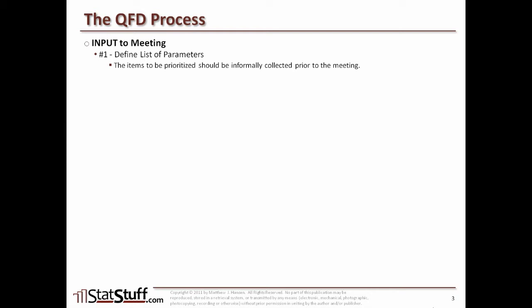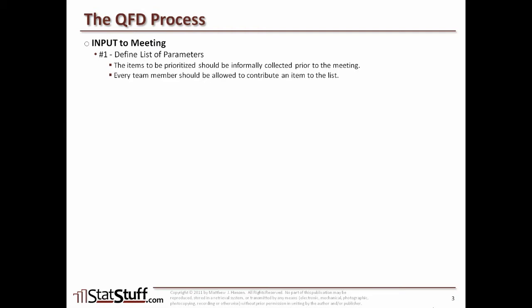Alrighty, the QFD process begins with what we said was an input to the meeting, and that's the first step of defining the list of parameters. These again are the items that you need to prioritize, whether they're projects or opportunities or whatever it is that you're trying to prioritize. These are the list of items that you need to identify, and these should be informally collected prior to the meeting starts. That's why it's considered to be an input here. It really should be done ahead of time, so you're starting your meeting with this list already defined.